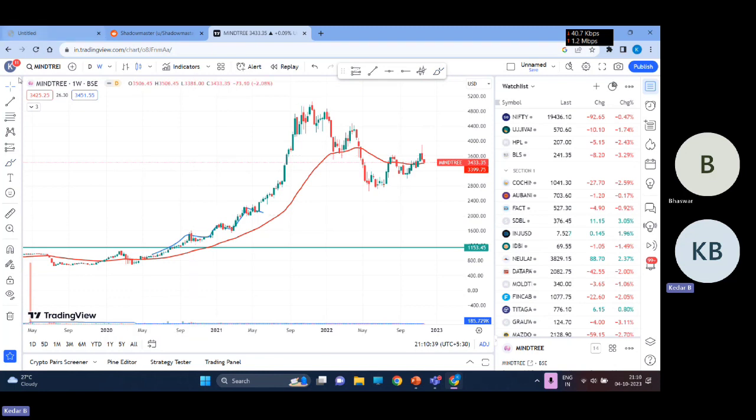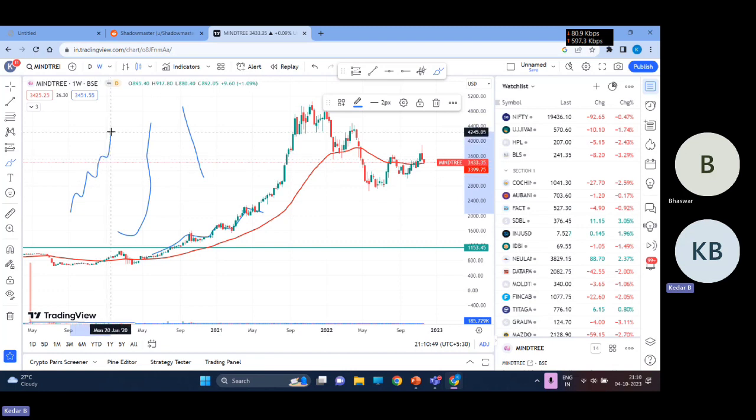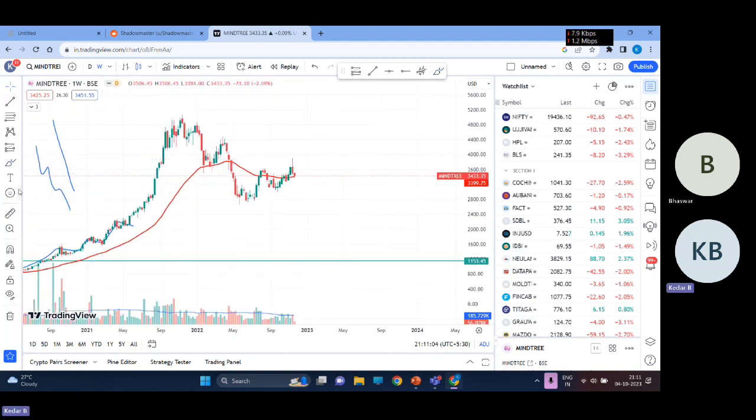Stocks do not move, unlike popular belief, straight up like this, nor do they fall like this. They move like this in an uptrend and they fall like this in a downtrend. They don't move how people think they move. They don't follow that linear fashion. You can see here. In which trend is it now? Tell me.